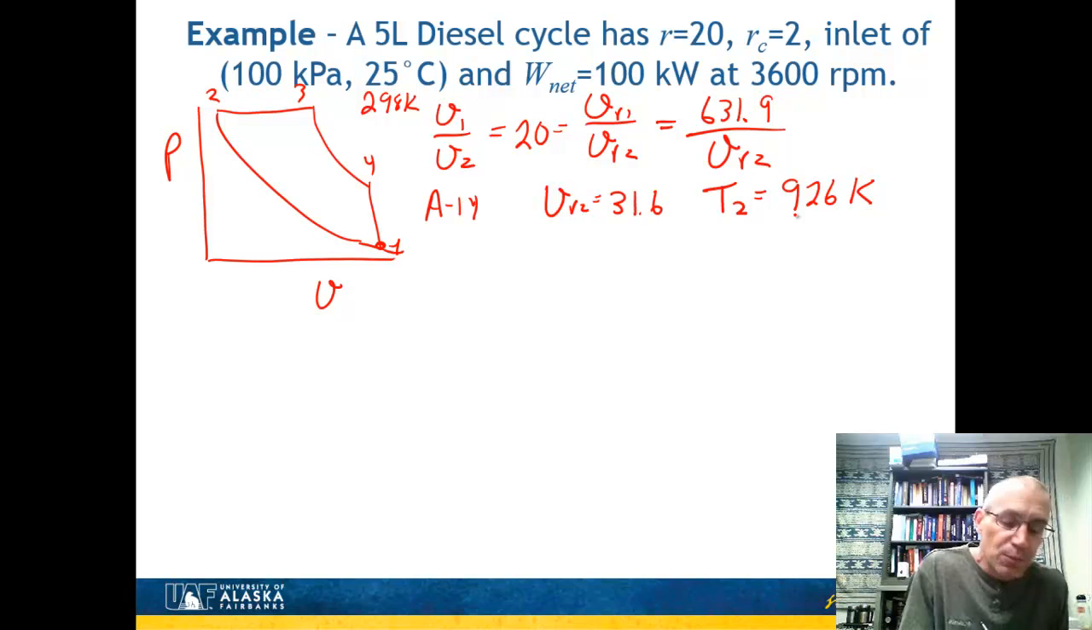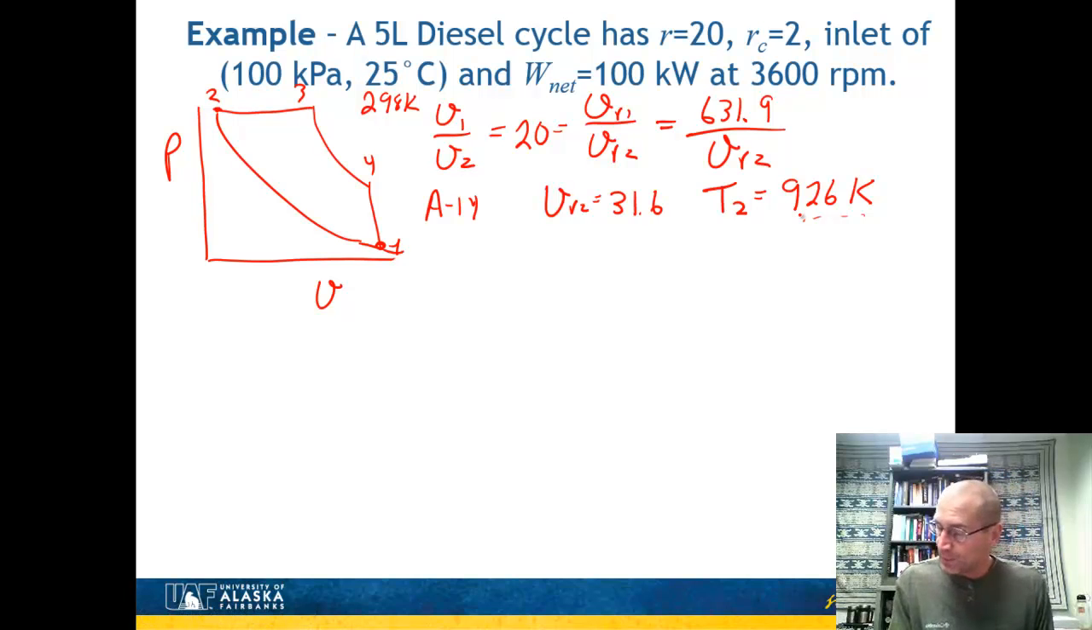And I just mentioned, that's a pretty hot temperature. That's the point at which this compression stopped, because I had such a high compression ratio. And this is why diesel cycles can't have fuel in there initially. You would have pre-ignition if you reached that high of a temperature, if you had an air-fuel mixture already. All right, so now we're at point 2.